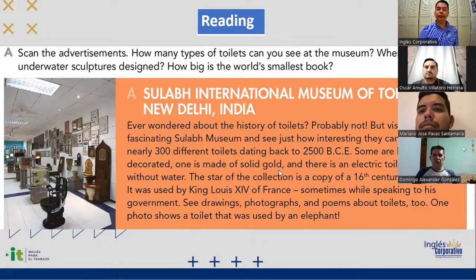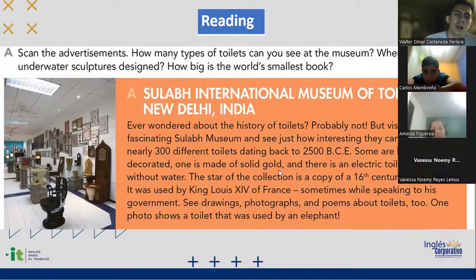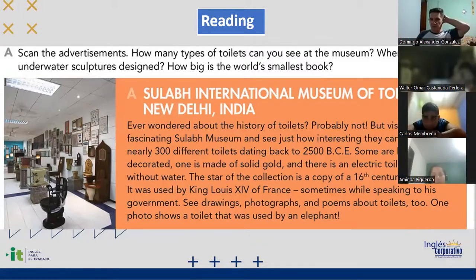Ever wonder about the history of toilets? Probably not. But visit the fascinating Sulab Museum and see just how interesting they can be. Admire nearly 300 different toilets dating back to 2500 BCE. Some are beautifully decorated and one is made of solid gold, and there is an electric toilet that works without water.